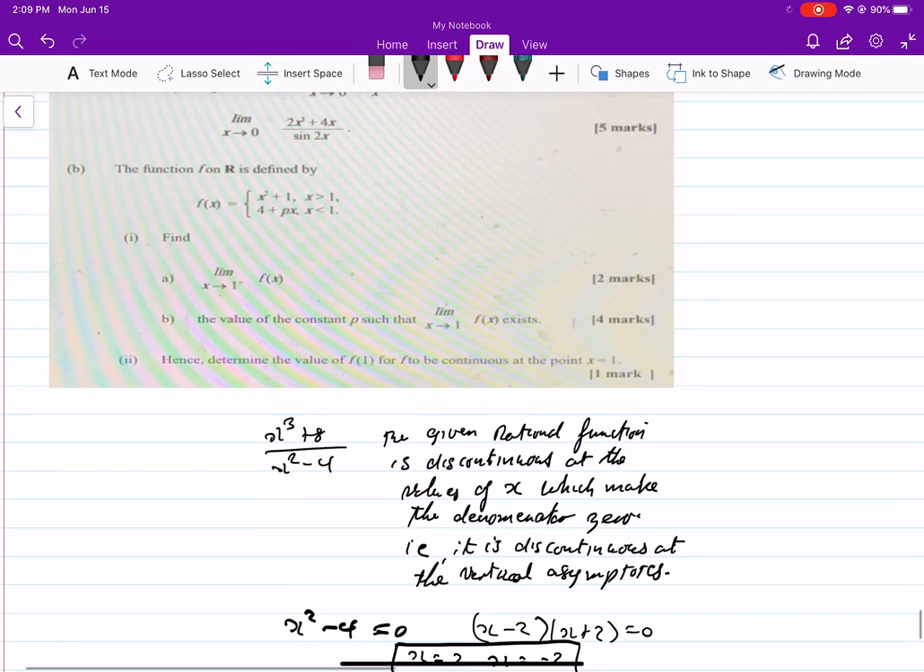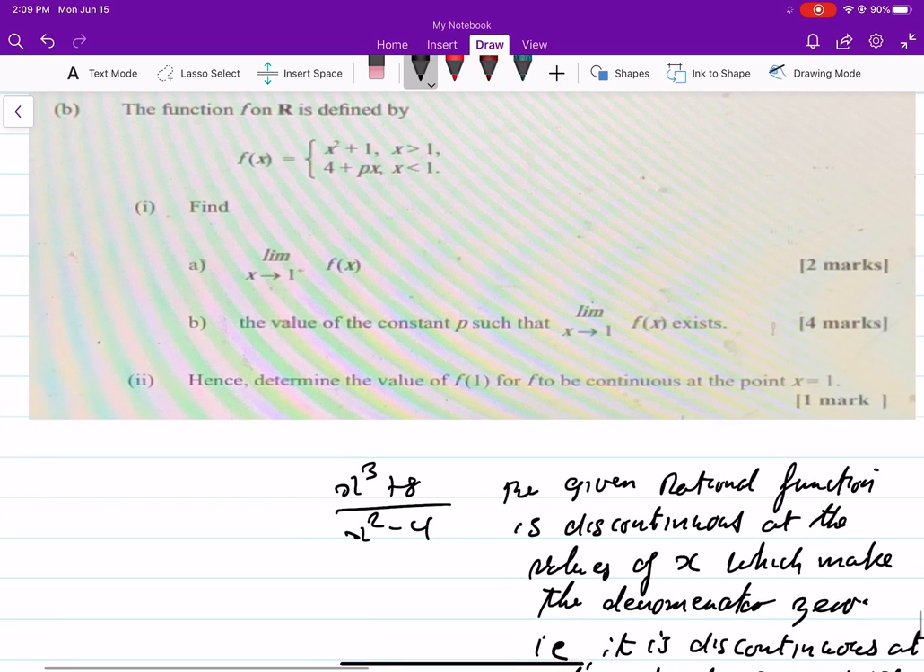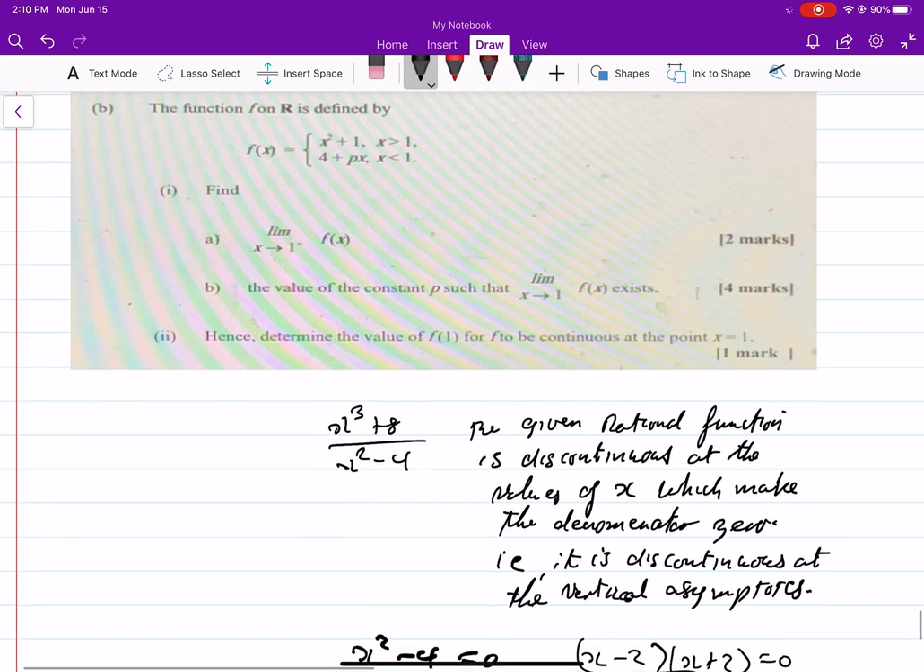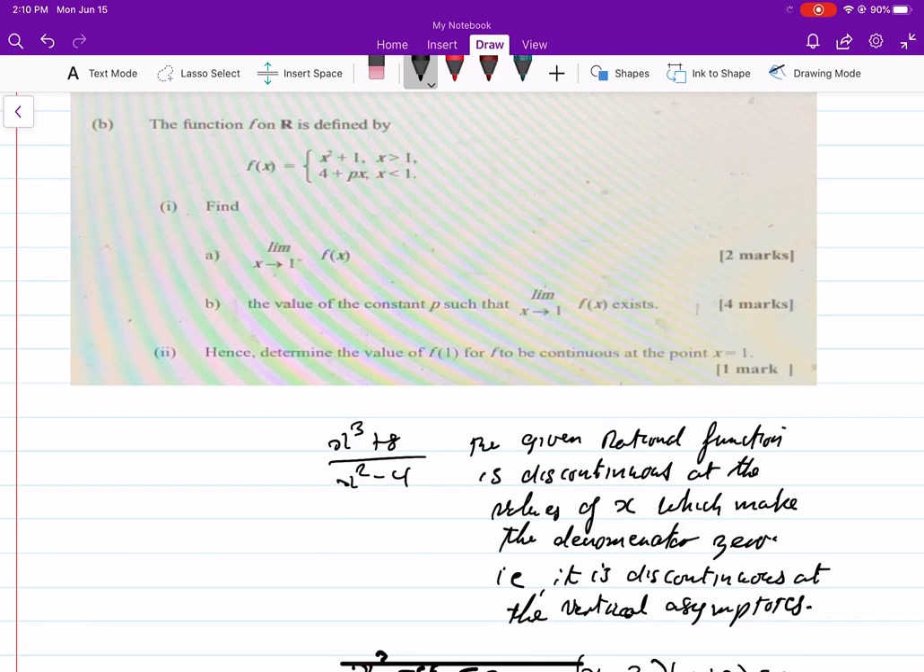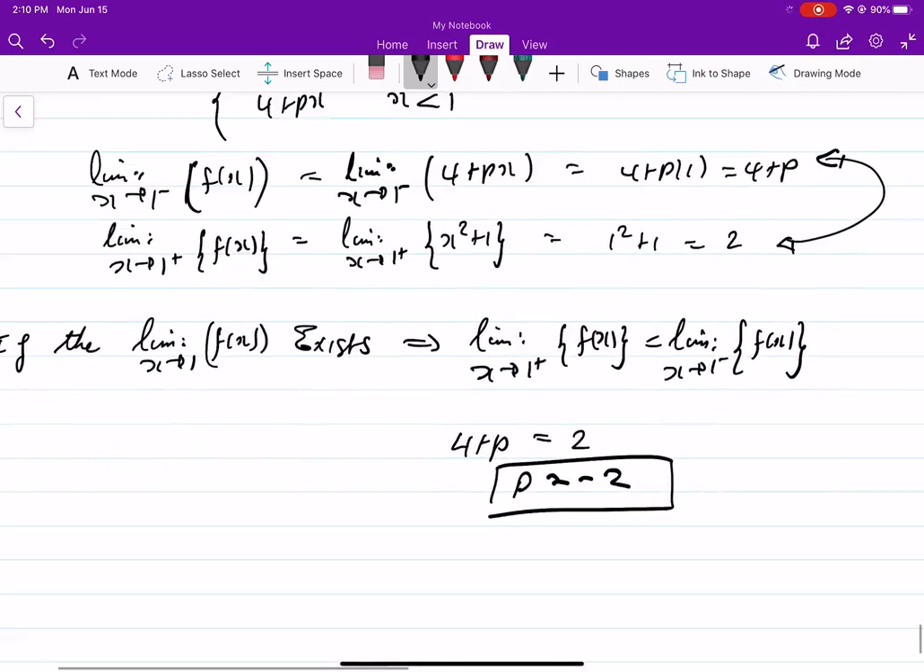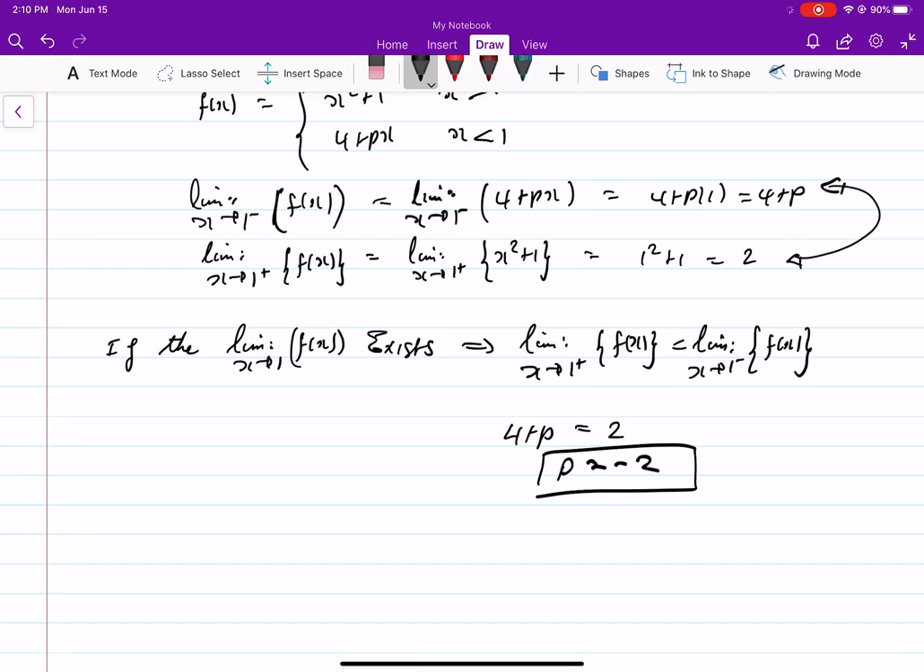And now that we have that value, hence determine the value of f of 1 for the function to be continuous at x equal 1. Well, first of all, the function doesn't exist at x equal 1. But if it were to exist, f of 1 would have to be the same as the limit. And the limit is 2, right? If I put p equal minus 2 in here, I'll get 2.